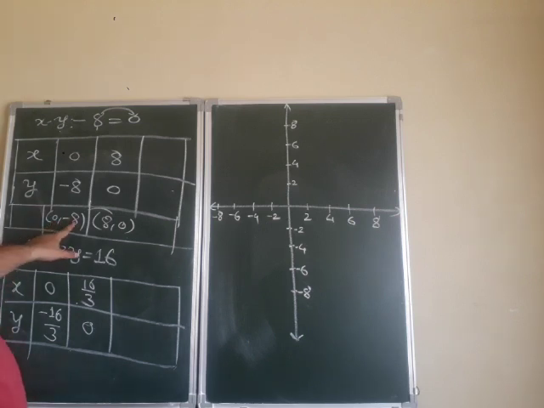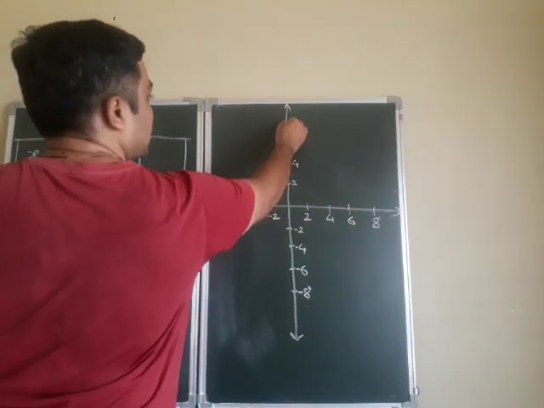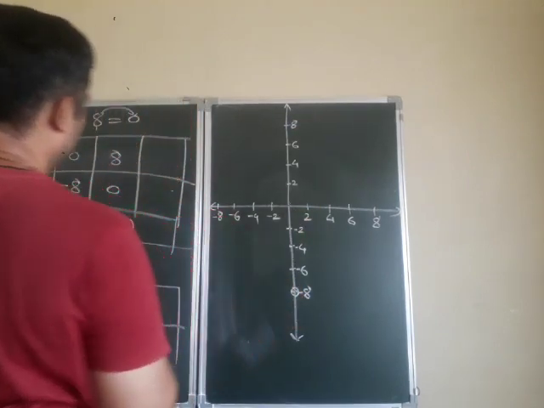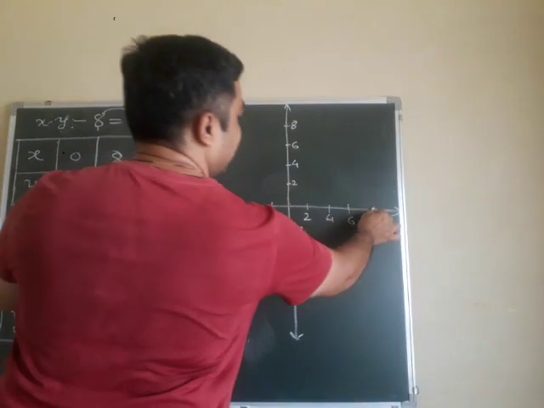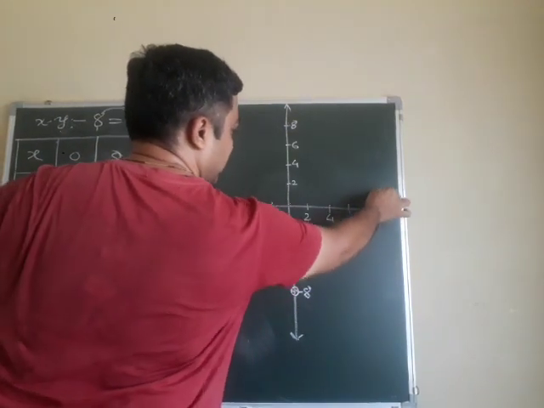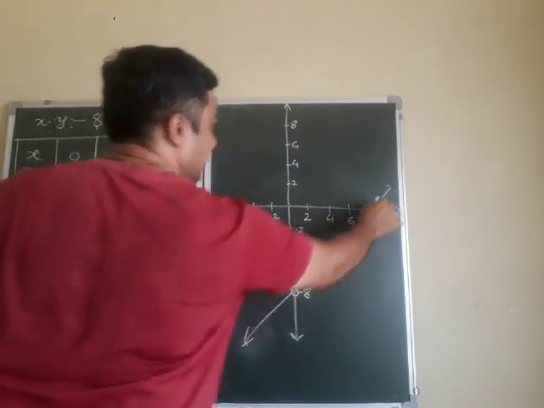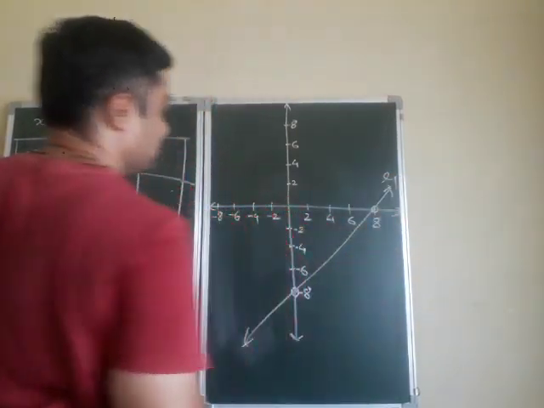X is 0 and y is minus 8. Show this point. X is 8 and y is 0. This point. Join this point. See the one line. Say it as L1.